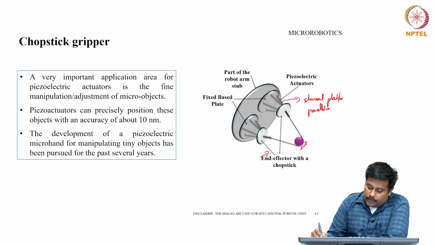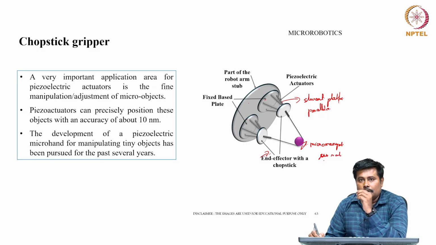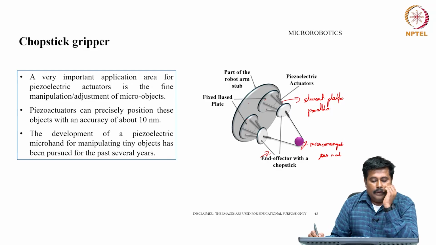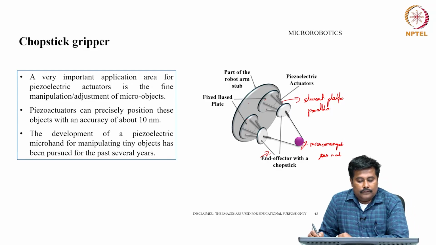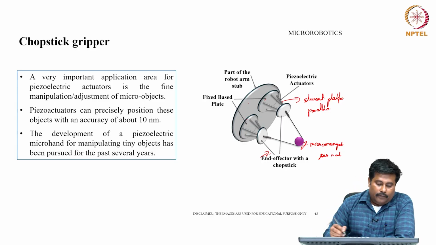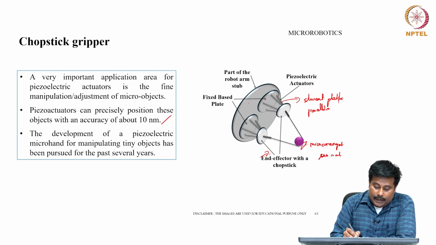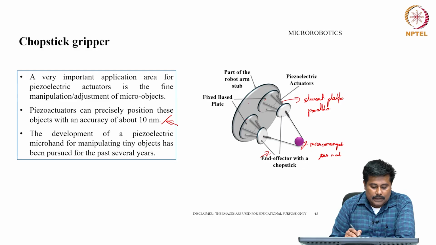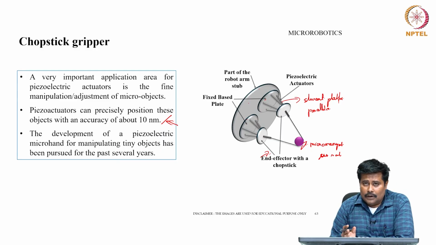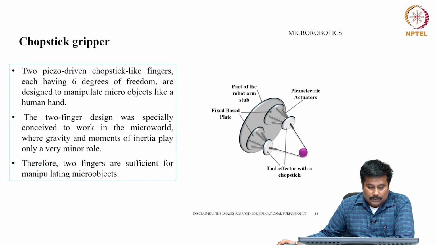which is used for micro manipulating micro materials, or even for micro manipulation of small featured structures, etc. So the very important application area of this piezoelectric actuator is the fine manipulation adjustment of micro objects. Piezo actuators can precisely position these objects with an accuracy of 10 nanometer, and the development of piezoelectric micro hands for manipulating tiny objects has been pursued by several research groups for several years. This is one such configuration.